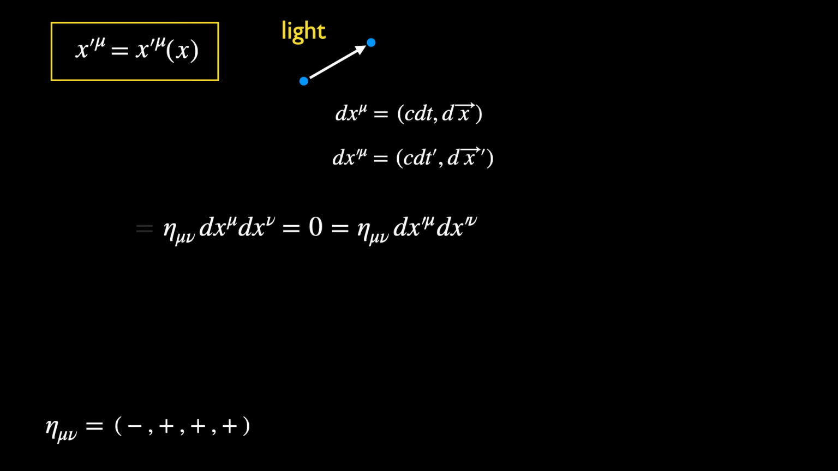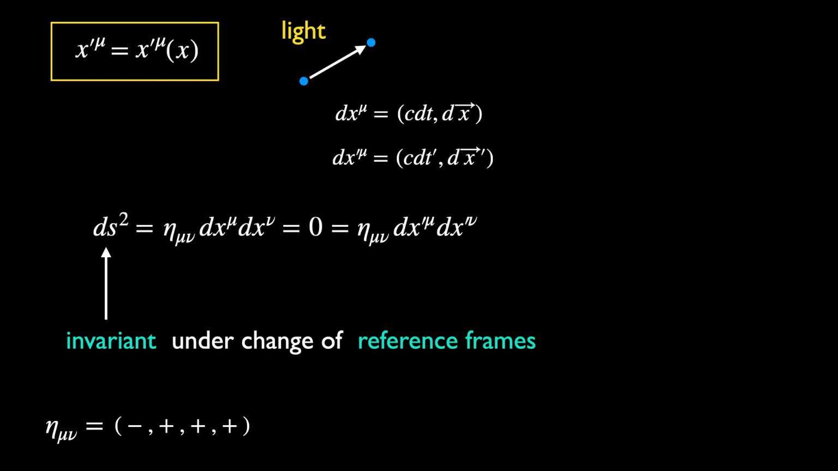Let's define this quadratic form as the square of the distance associated with this displacement, and it is invariant under the change of reference frames. All observers should agree on spacetime distance. Therefore, the constancy of the speed of light across all inertial reference frames implies that light travels along trajectories that are made up of infinitesimal displacements which have zero length.